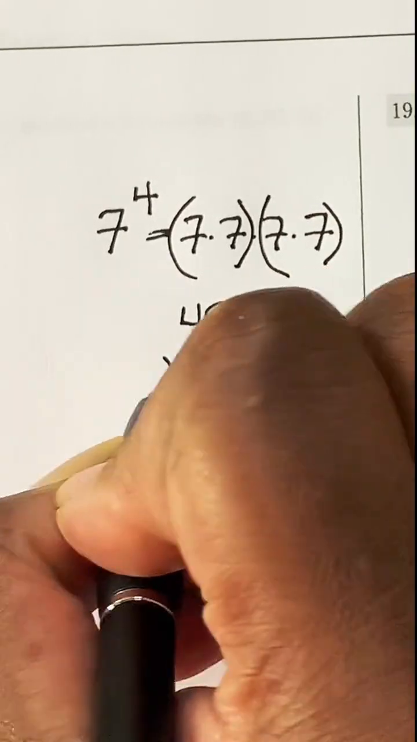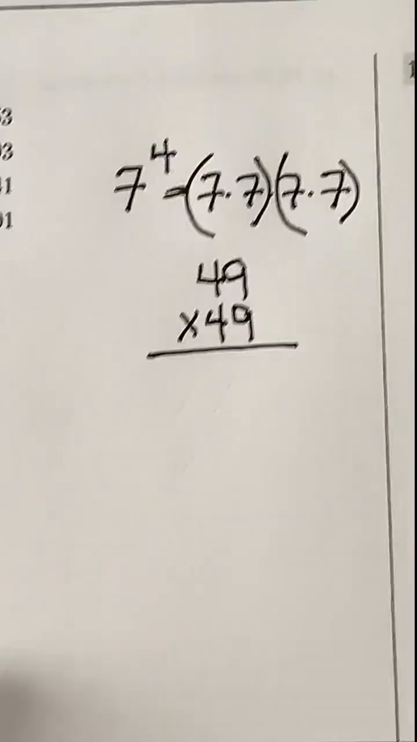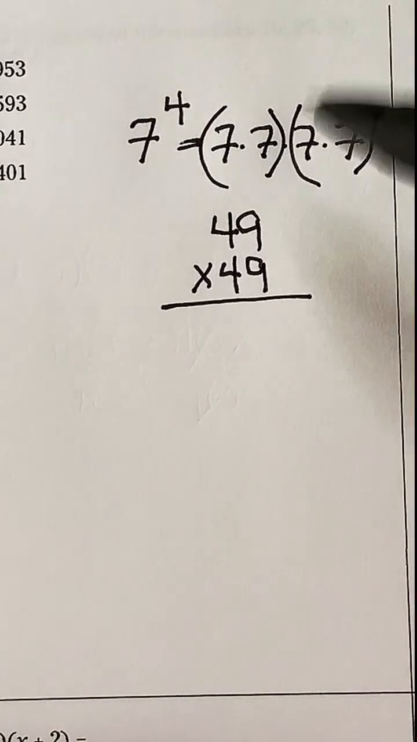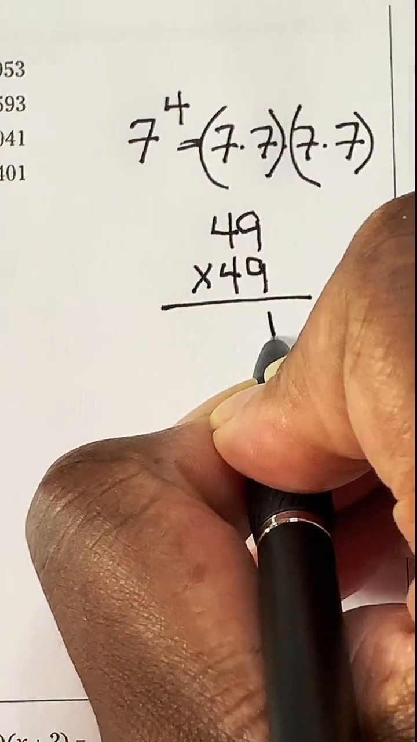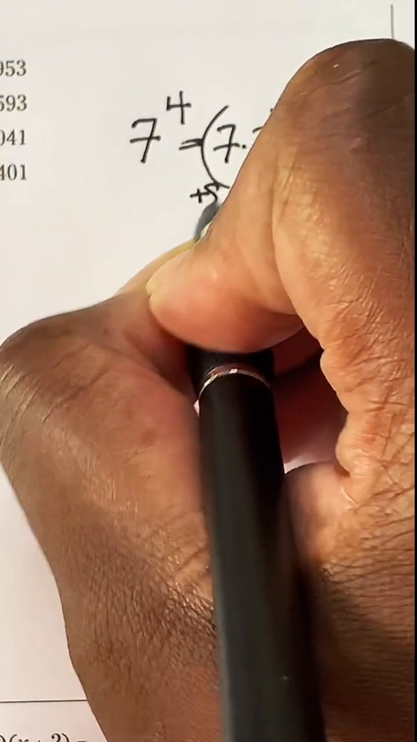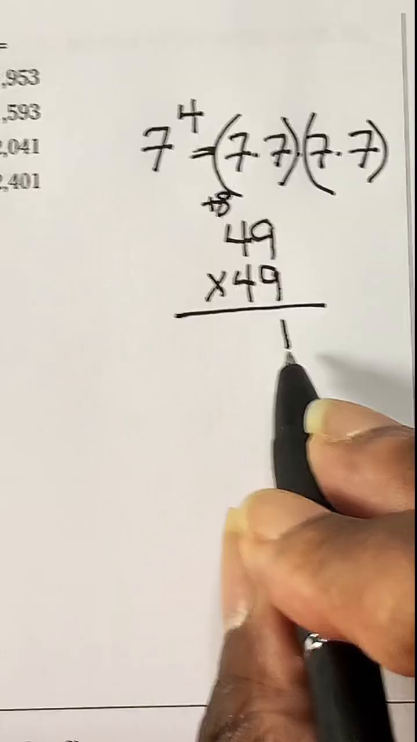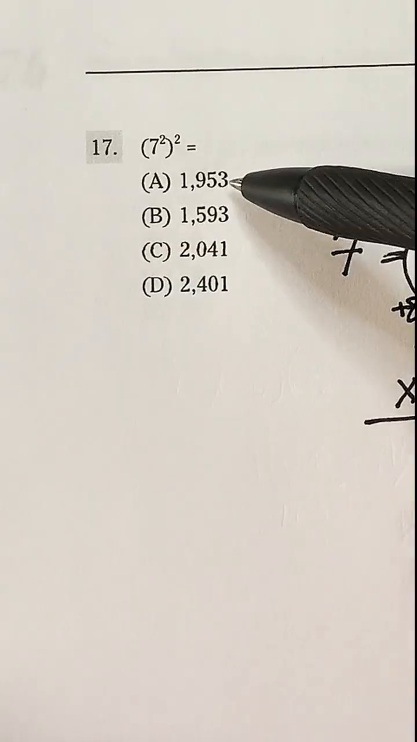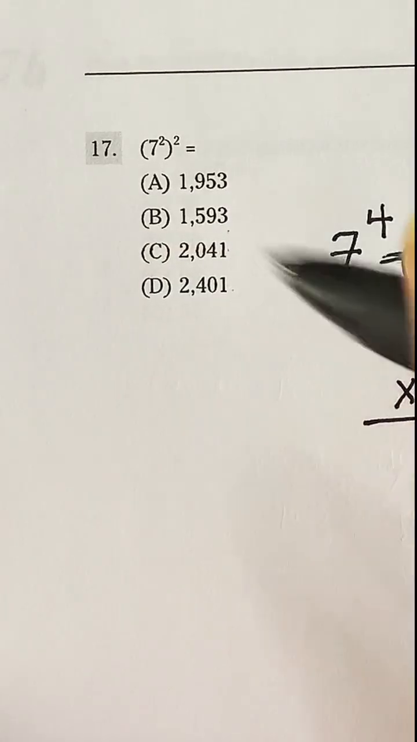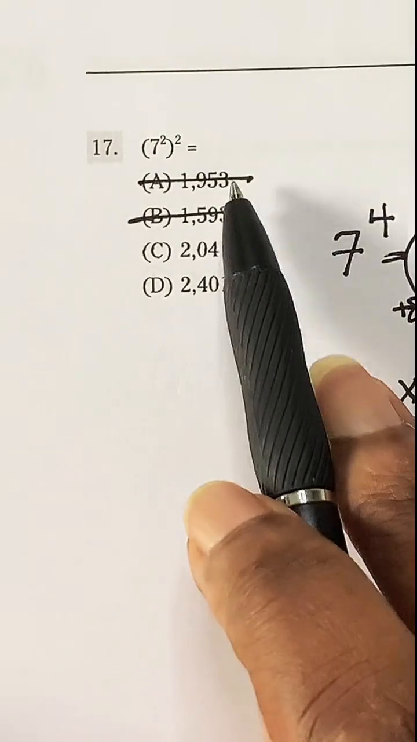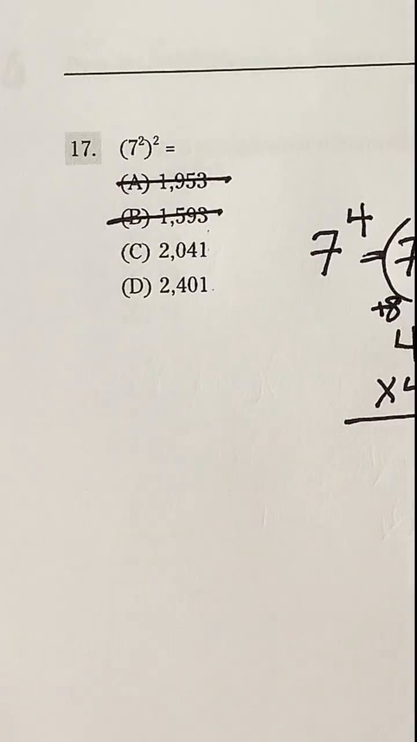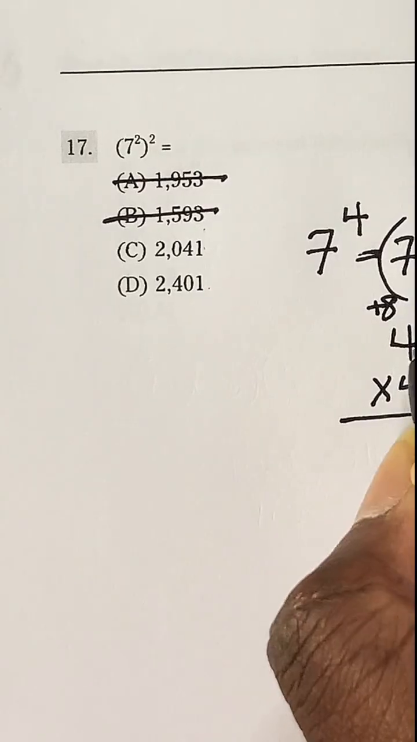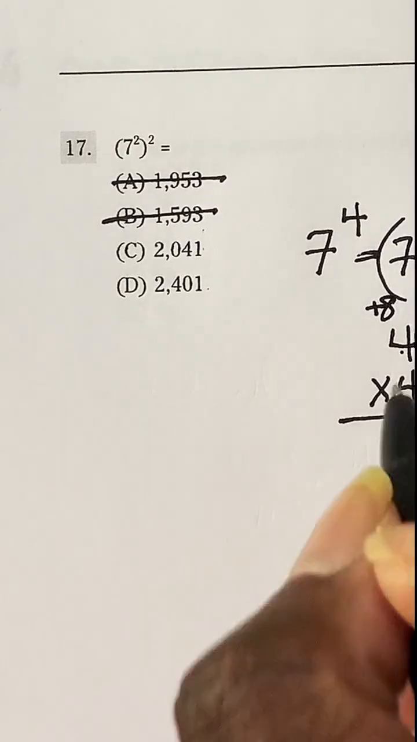Let me show you a little trick. If I'm going to multiply these, I know 9 times 9 gives me 81. So in my 1 spot, it's going to be a 1. That means in my 1 spot, I should have 1s. A and B are gone because in the 1 spots, they had 3s. You see how we can simplify it a little bit? Then we have 9 times 4, that gives me 36.